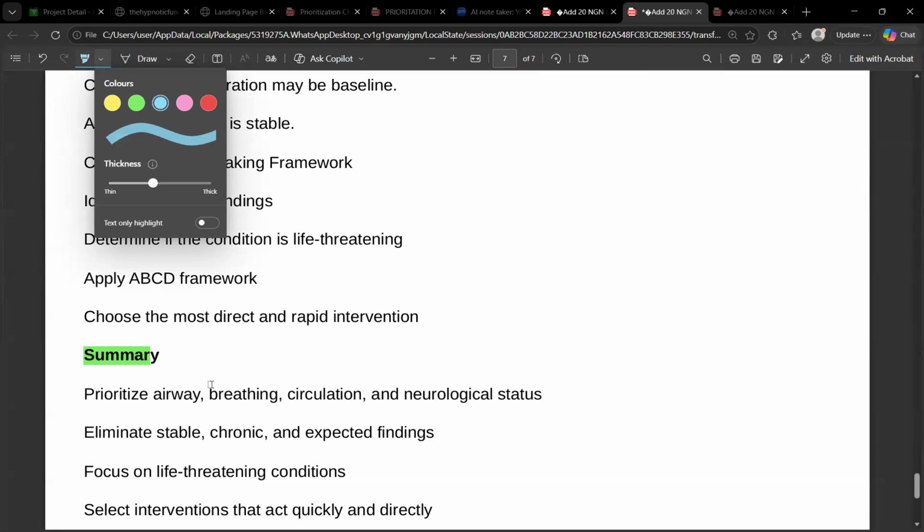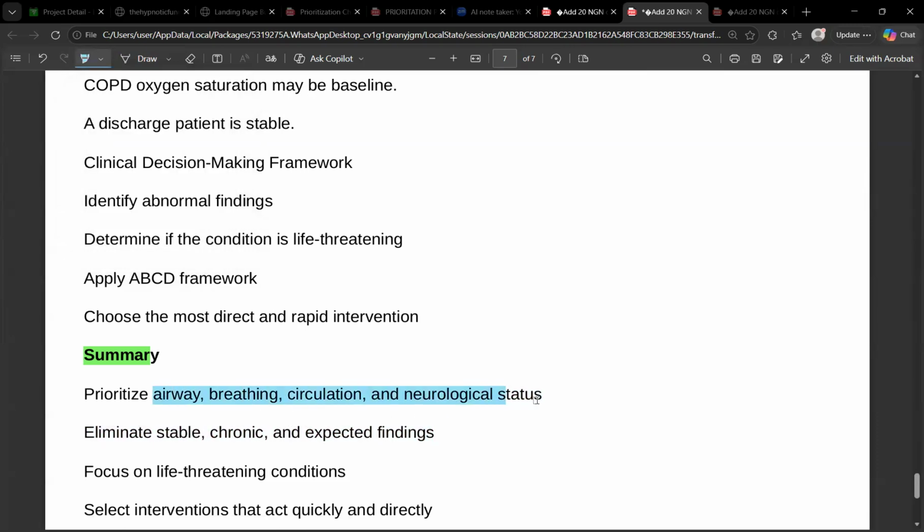By reading the scenario itself you have to understand how we can prioritize breathing, circulation and neurological status. Then we can eliminate stable, chronic and expected findings, and focus on the life threatening conditions, like in the last question where sudden onset chest pain is the life threatening condition. And we need to select the actions that we should act quickly and directly. We should not delay the treatment, we should not wait for someone to start the treatment, and we can start our treatment within our scope of practice.